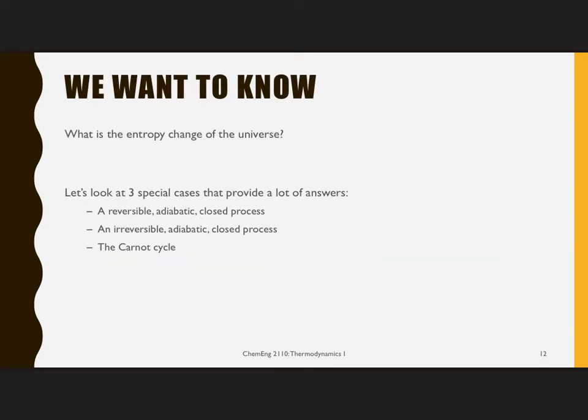So what is the entropy change of the universe? Delta S for the universe is going to be the entropy change for our system plus everything that's not in our system, which is the surroundings. So the sum of those two delta S's will be the delta S of the universe.